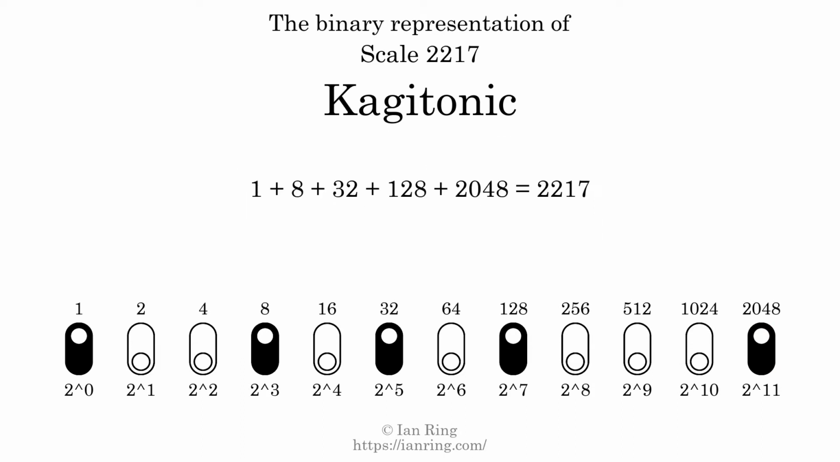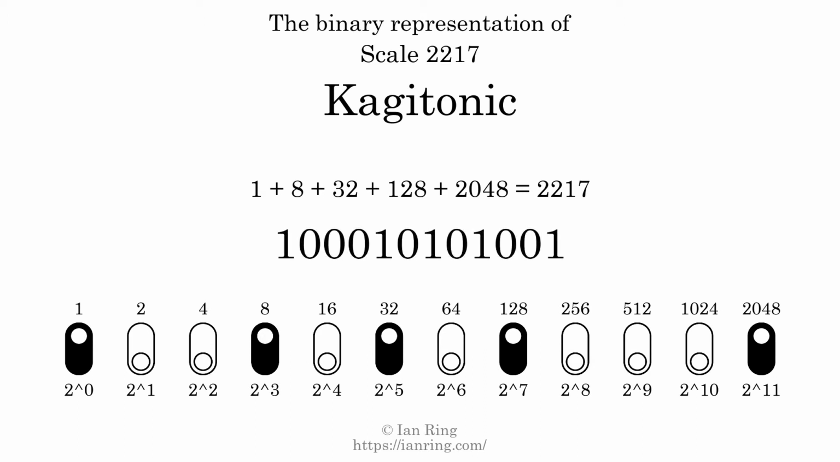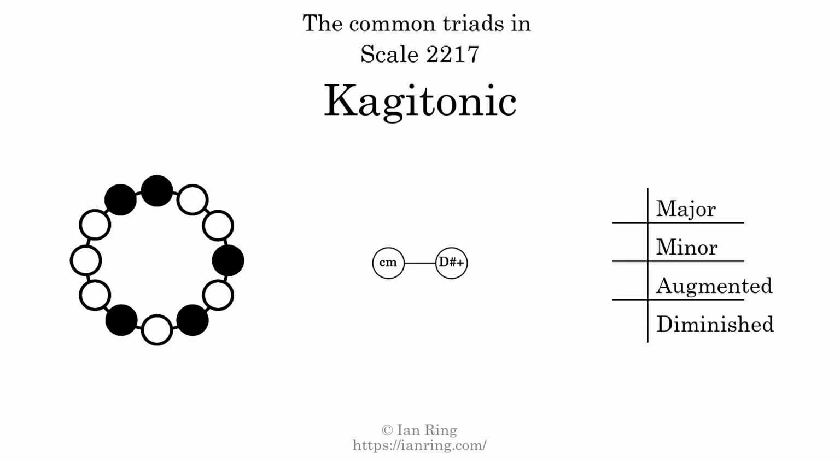The powers of 2 that are present in the scale, all added together, equals 2217. That is why the scale number, in decimal, is 2217. The scale number not only enumerates the scale with a unique index, but it also literally describes the tonal content of the scale. Represented as a binary number in base 2, the scale number is 100010101001. Here are the common triads present in this scale.